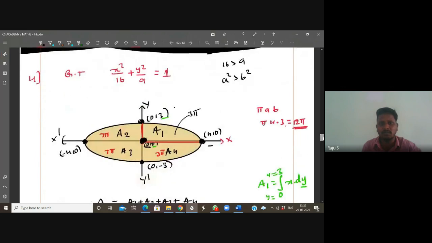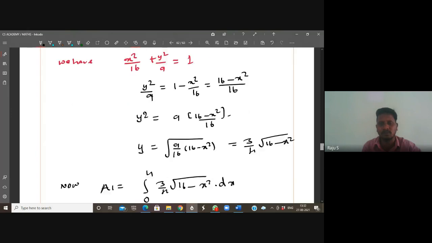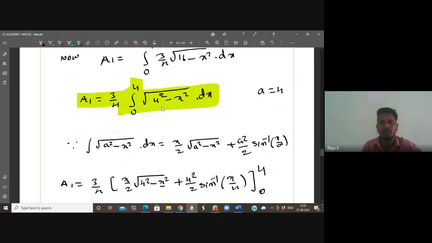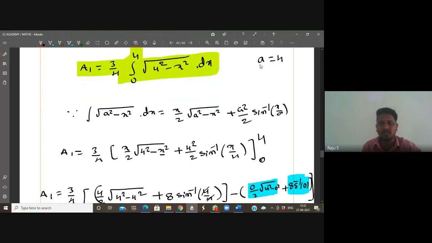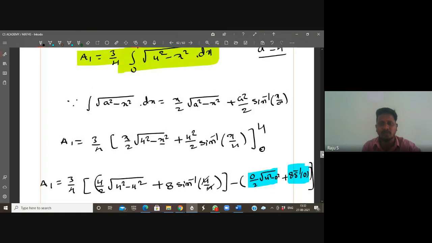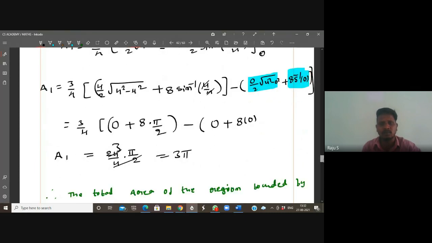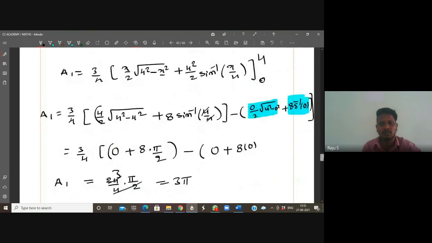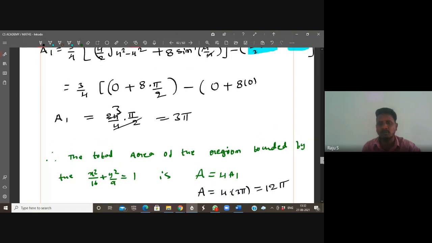From the given equation, I found the y value here. I replaced y value 3 by 4 root over 16 minus x square. This is in the form of root over a square minus x square, a standard formula. I applied the formula and substituted a value of 4. After that I substituted the upper limit and lower limit and simplified. We got the correct answer, that is 12 pi. 3 pi is the area of the region in the first quadrant. The total area is 4 times of this.